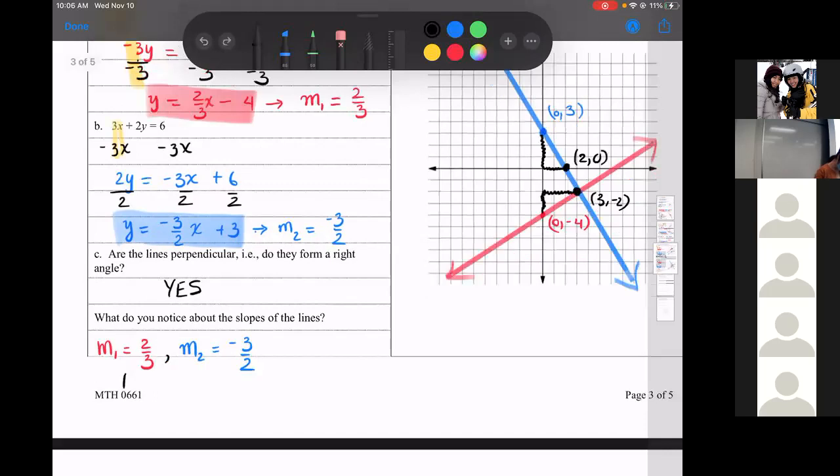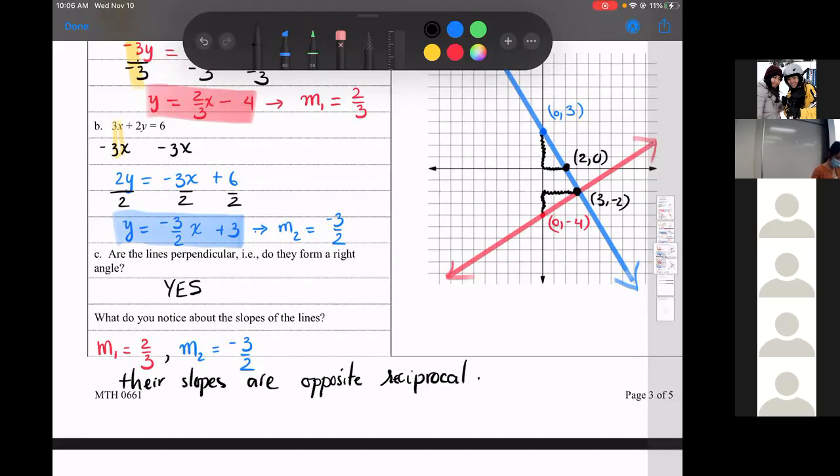So their slopes are opposite reciprocals. Oh no, my bad, I spelled it wrong. Reciprocal.